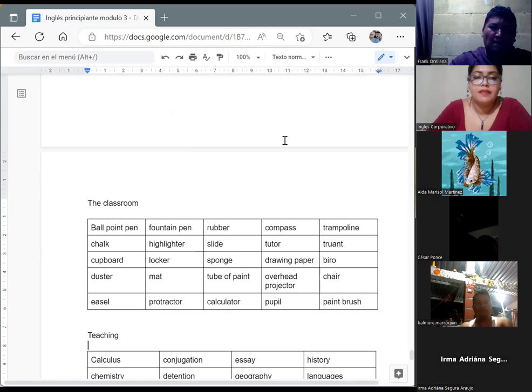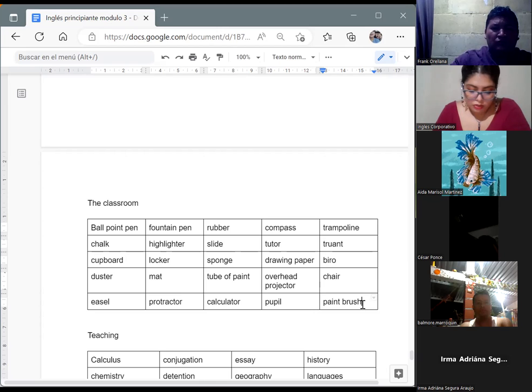In this case, we have some words that are very familiar for you and others that are not too much. We have the first one that is ballpoint pen, that is a bolígrafo. But also we have another form to call this word. Tenemos ballpoint pen and also we have bureau. It means bolígrafo también. Then we have the chalk, que es la tiza. The cupboard es un armario. The duster es un plumero para sacudir el polvo. An easel es un caballete.